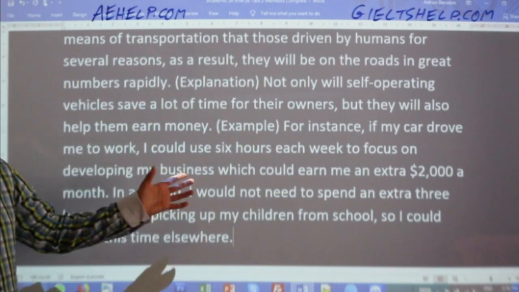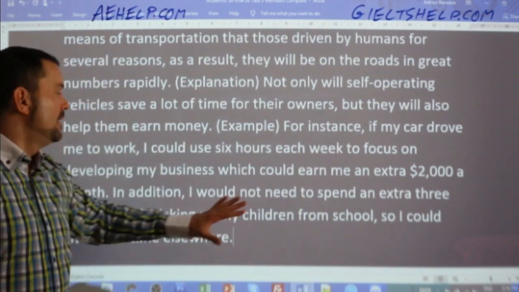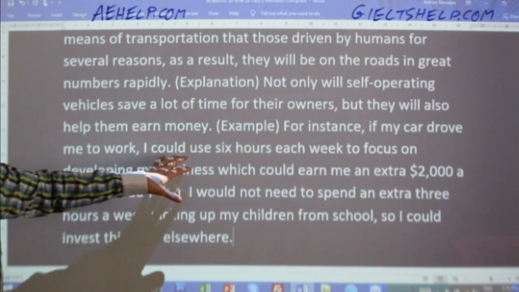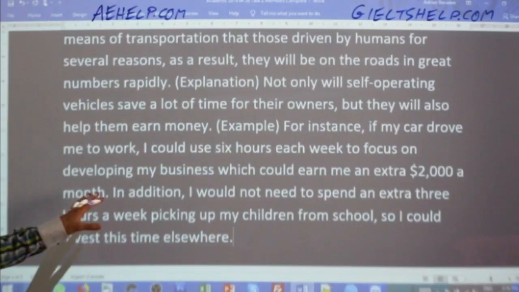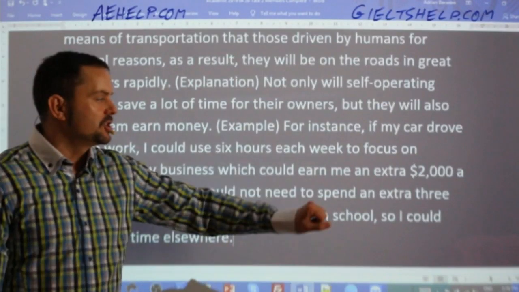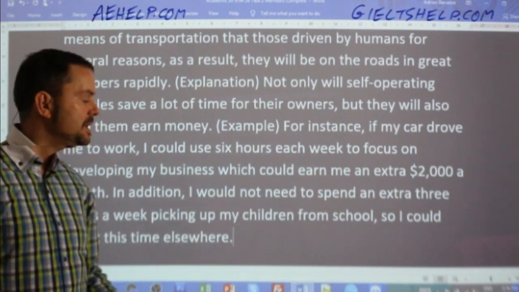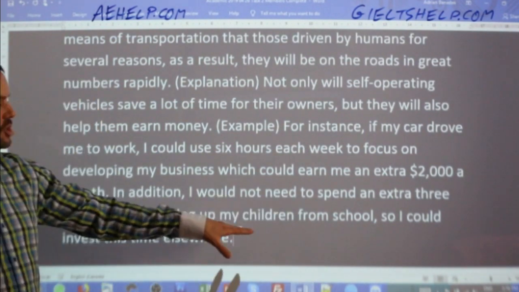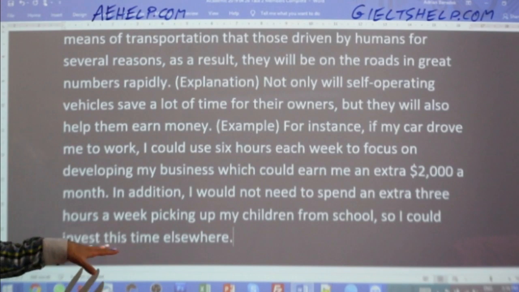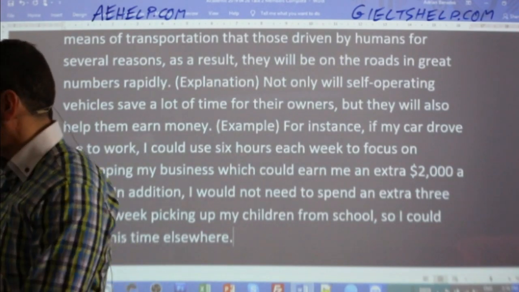So here's my example again. For instance, if my car drove me to work, I could use 6 hours each week to focus on developing my business, which could earn me an extra $2,000 a month. In addition, I would not need to spend an extra 3 hours a week picking up my children from school, so I could invest this time elsewhere.